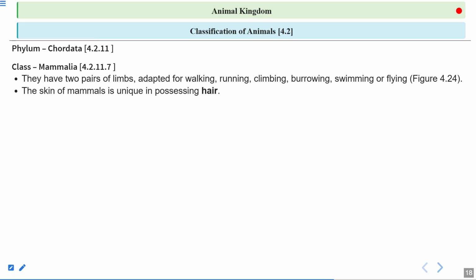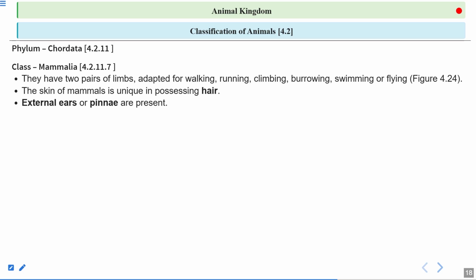The skin of mammals is unique in possessing hair. Now, this is one of the very important features of the mammal, that they are having hairs on their body. Their body is covered with the hairs. So this hair provides insulation to them, right?